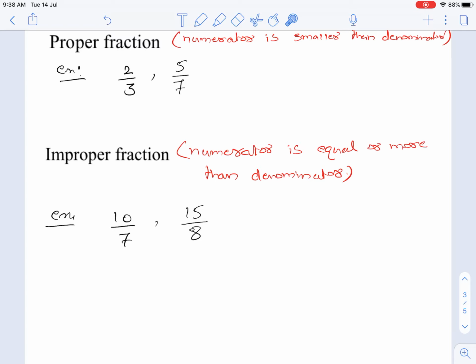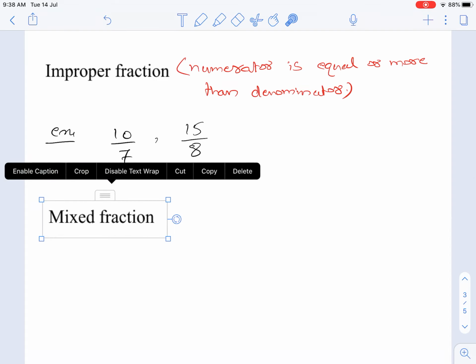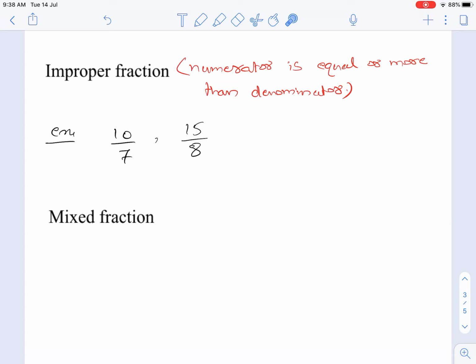Now we can always convert an improper fraction into a new type of fraction, which is known as a mixed fraction. What is a mixed fraction? Let us consider this example once again, 10 upon 7. This 10 upon 7 can be written as, so I am writing its division over here.